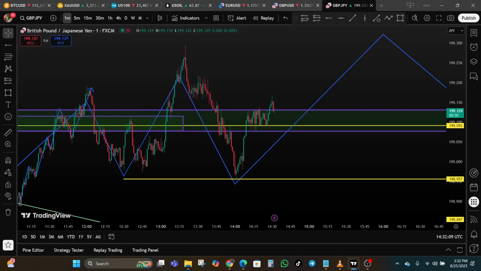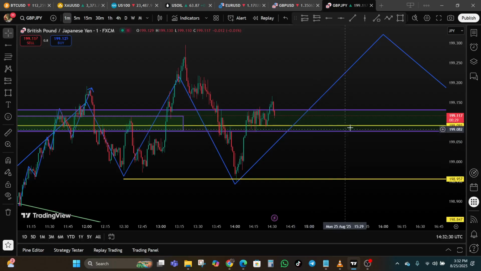The M1 trading strategy also requires discipline. The market moves quickly on this chart, which can tempt traders to overtrade or chase every move. But the key to success is patience. You have to wait for your confirmations, trust your analysis, and not jump in just because the market is moving.